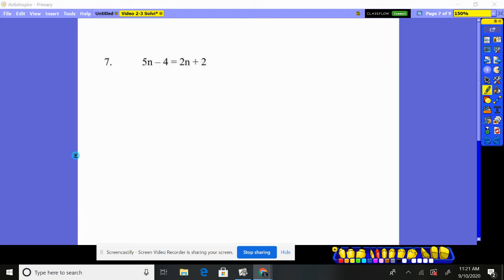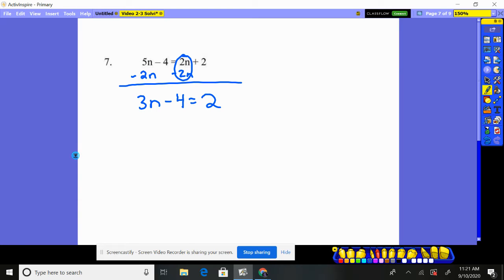I'm going to move the smaller, so I'm going to move the 2n. So I'm going to subtract it from the right side, which means I have to subtract it from the left. 5n minus 2n is 3n. Minus the number 4 equals, that goes away on the right side of the equal. I'm left with the number 2. So I've gotten all my variables moved to the one side.